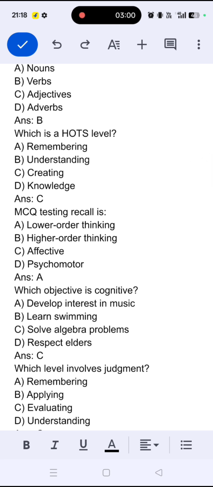Which is the highest level? Option A remembering, B understanding, C creating, D knowledge. So C is the correct, creating.